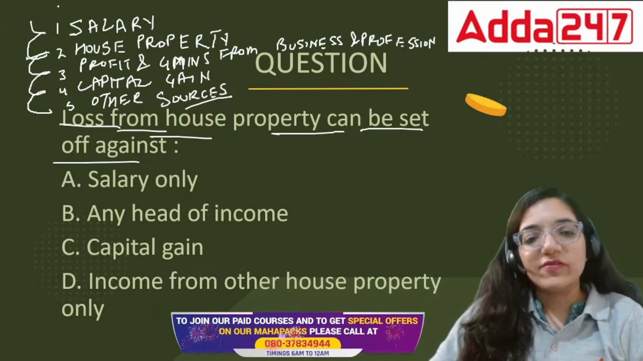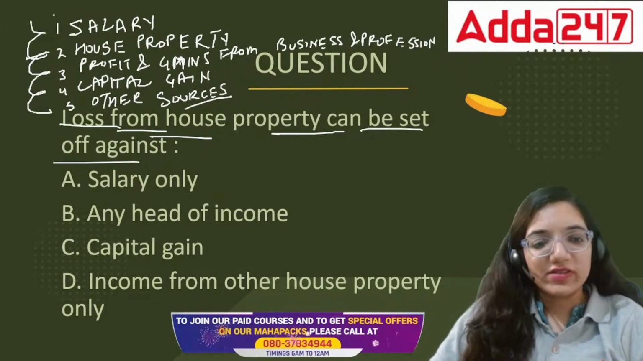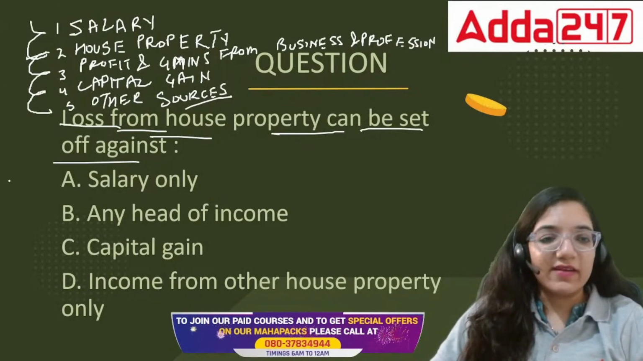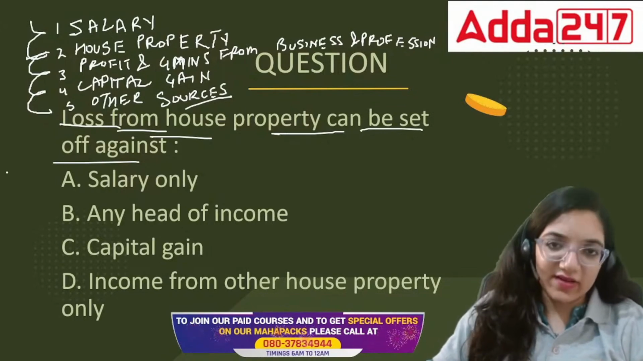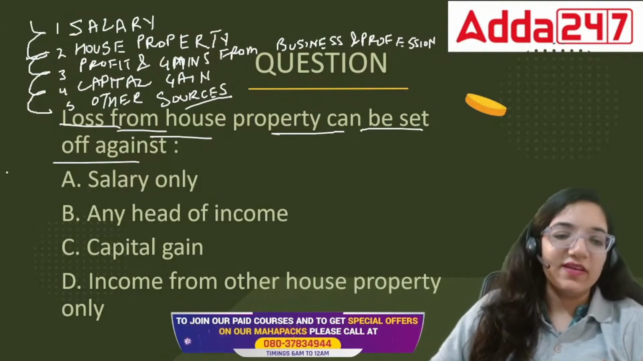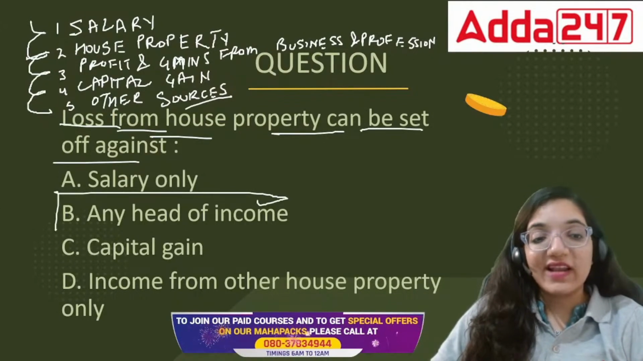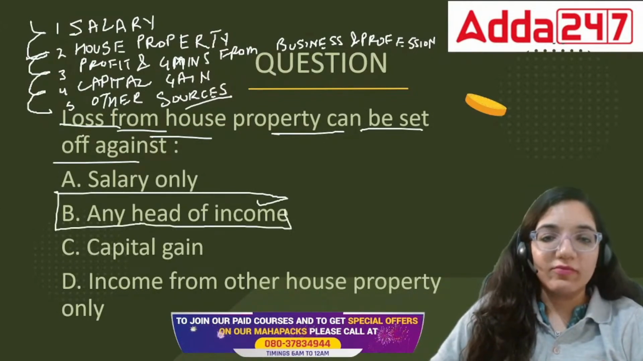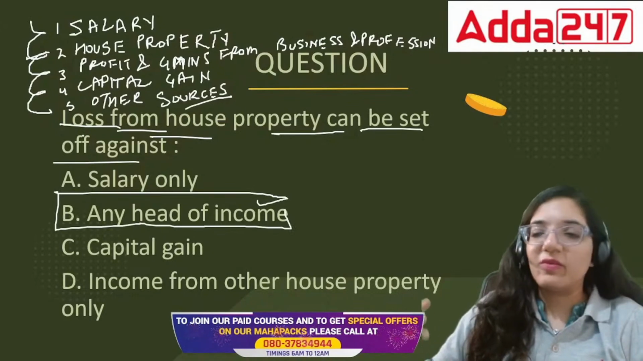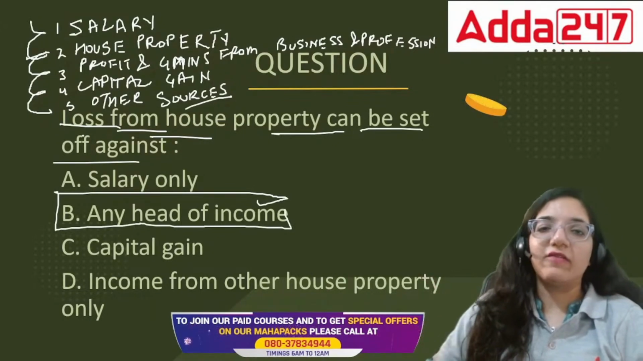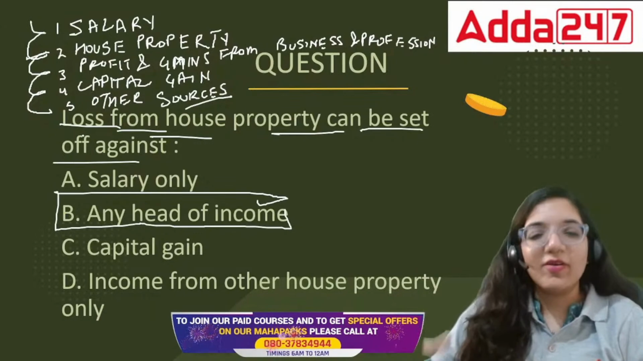That's it. Loss from house property can be set off against. House property is a very good head. Whenever you face a loss, you can set it off against any head of income. Though salary and PGBP, they don't have friendship, because a businessman and a salaried employee can never be friends. Just learn it like that. You have to make something.